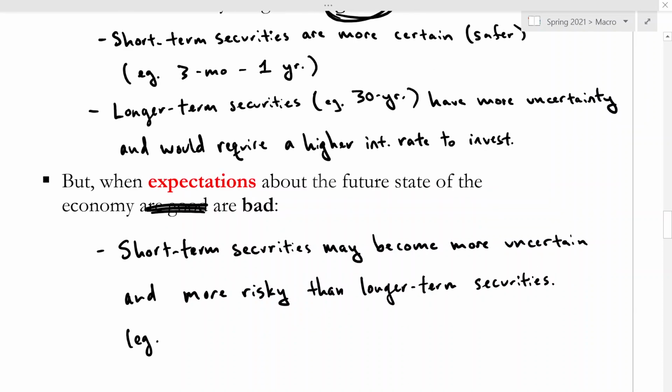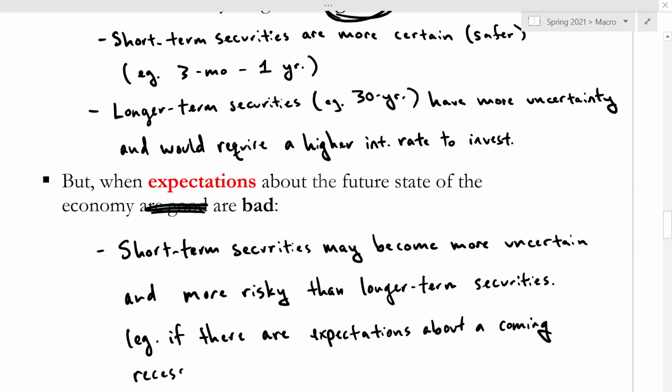And for example, that might happen if there are expectations about a coming recession. Or a pandemic, right? If there's a pandemic coming very soon, we think, then the short term might actually be more uncertain and risky than the long term. Because yes, a pandemic might hit, but that might mean the next year or 2 years could have a lot of risk and a lot of uncertainty. But most likely in 10 years, the pandemic will hopefully be over. So a 10-year investment might actually be safer and less uncertain than a short-term investment.